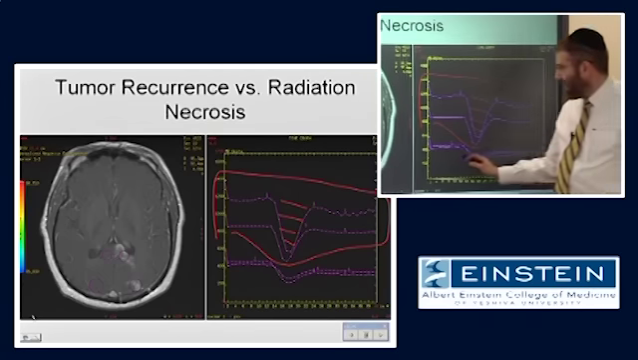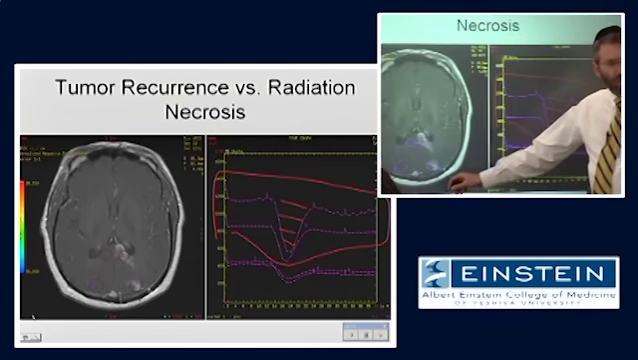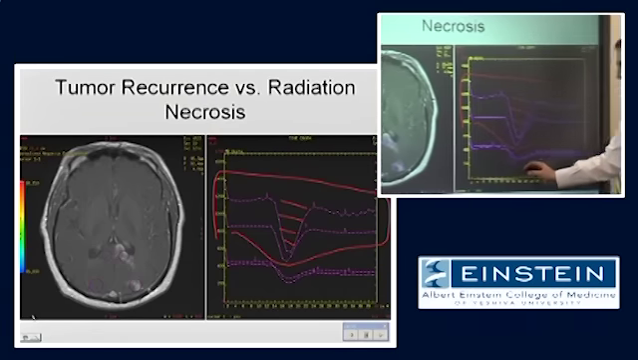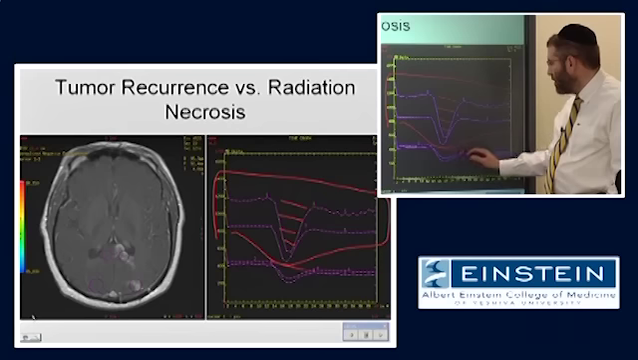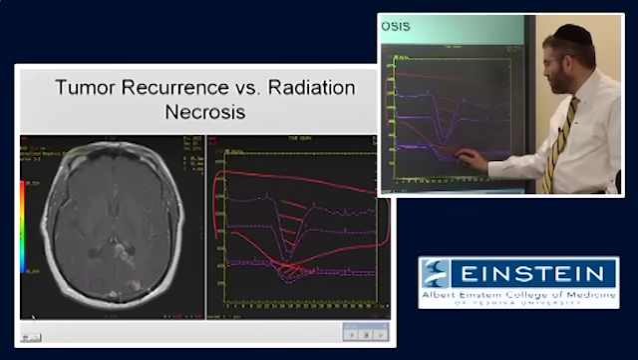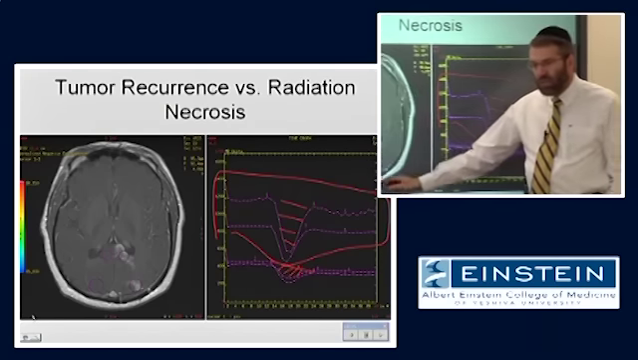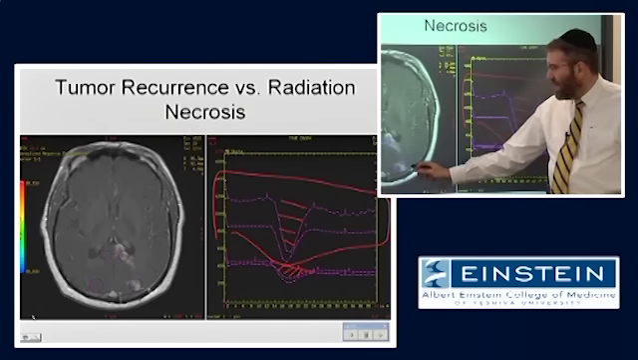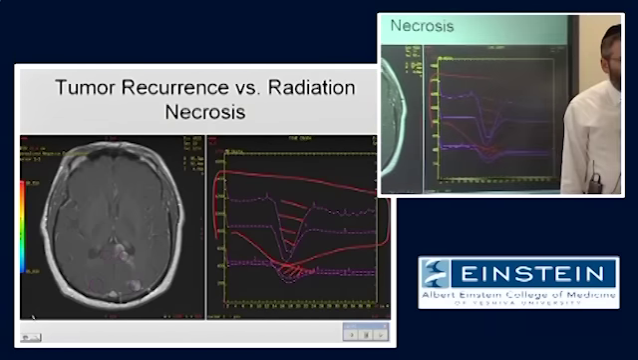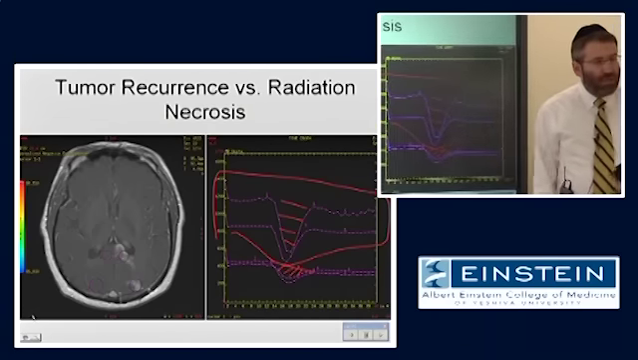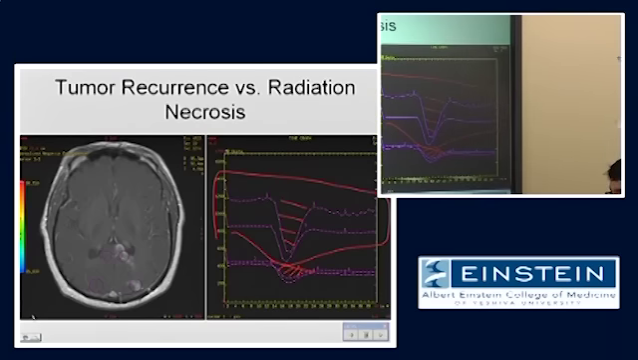Right? So this is the pattern that we see in people who have radiation necrosis. So this distinction of area under the curve correlating with cerebral blood volume is telling us something about the nature of what's going on, which you can't infer from structural changes like contrast enhancement. Contrast enhancement occurs in both cases.